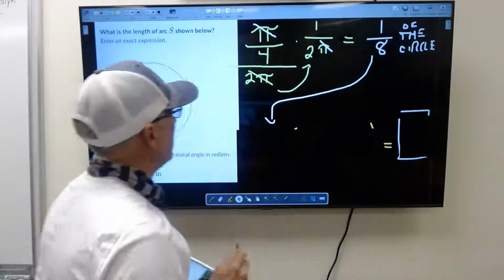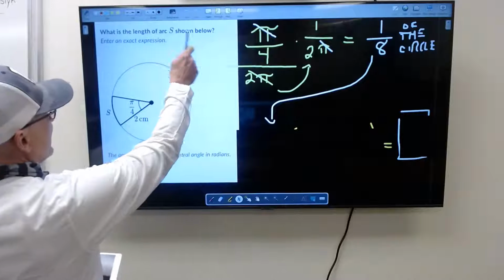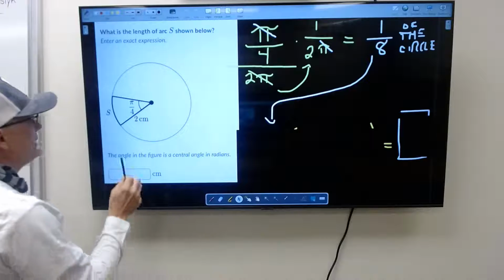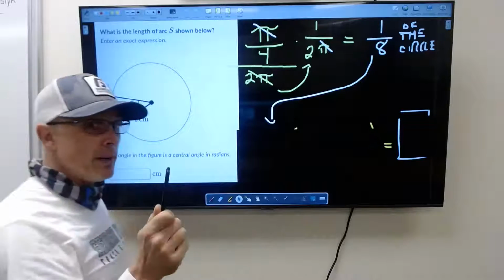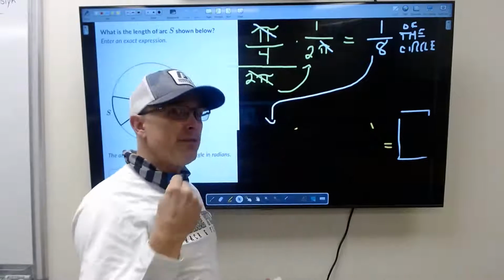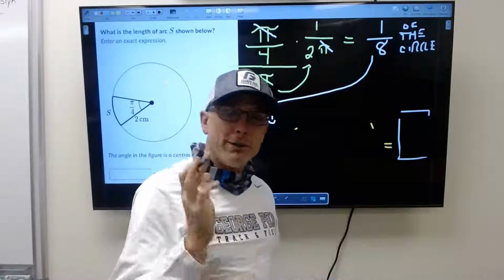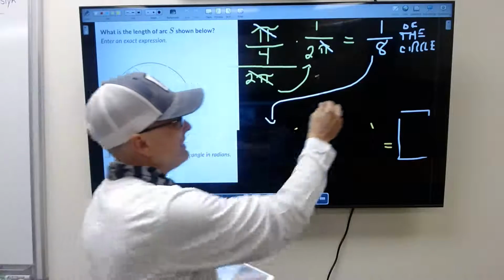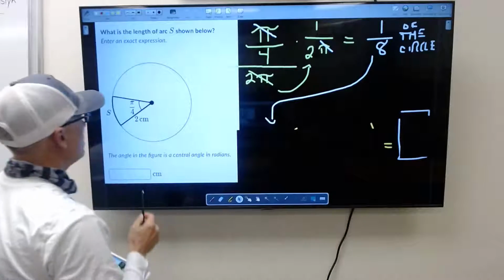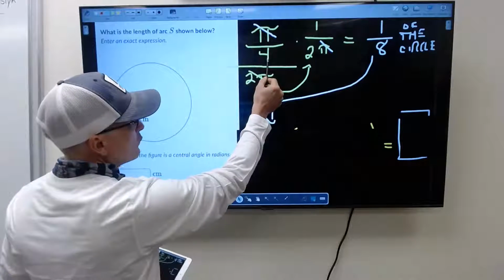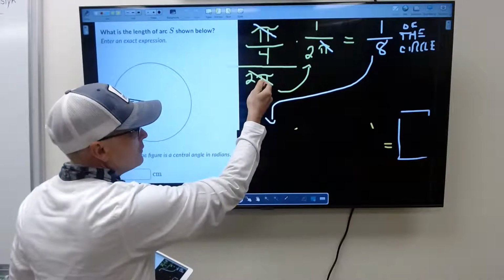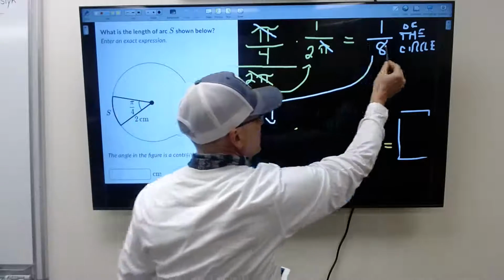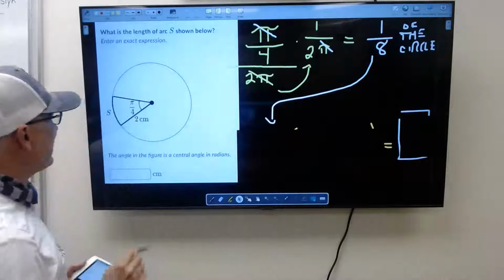I need the blinders. Now, what is the length of arc S shown? Enter an exact expression, so you're not going to use decimals. And I love that. Okay, this is pi over 4, which we remember from the unit circle intro is 45 degrees. Well, 45 degrees is 1/8 of the circle. Now, if we do it this way, the fraction is pi over 4 over a whole circle. Flip it over, the pi's disappear, and I get 1 over 4 times 2, which is 8. Now it's 1/8 of the circle.